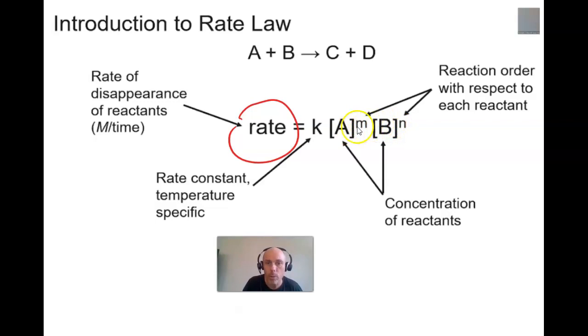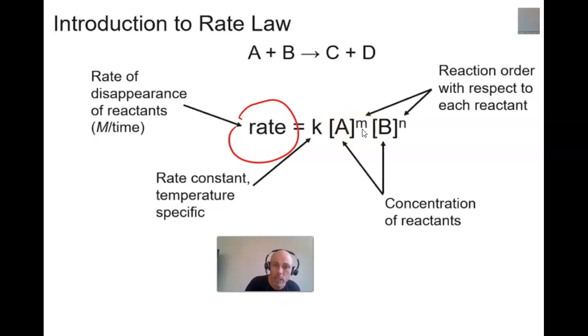M and N represent their orders. They are exponents. They can be a 1, a 2, and every once in a while we might see them as a 3. What those orders are establishing is the effect that the concentration has on rate. If M is a 1, if the order for reactant A is first order, then that means that if the concentration of A doubles, the rate doubles. There's a linear relationship between the concentration of A and rate.